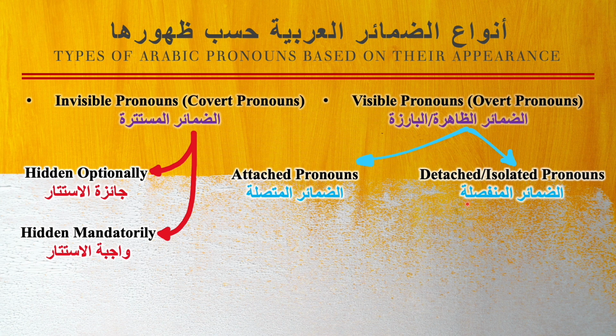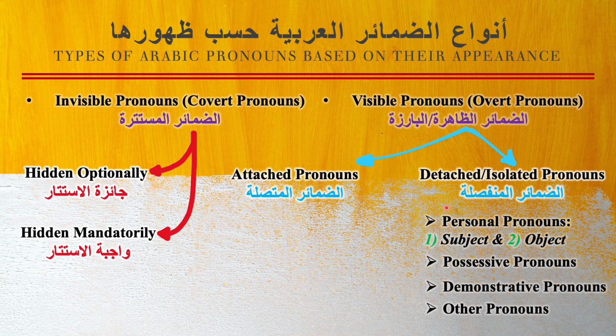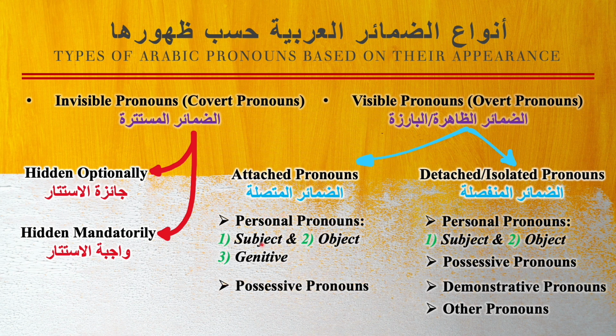So for الضمائر المنفصلة, we have personal pronouns including subject pronouns and object pronouns. We have possessive, demonstrative, and other types. For attached pronouns, الضمائر المتصلة, we have personal pronouns, either subject, object, or genitive, and we have possessive pronouns. For today's lesson, we are going to study the first type of pronouns, the subject personal pronouns that are isolated and detached, and they can be prominent by themselves in the sentence, or they can be with attached pronouns, depending on whether it's a verbal or non-verbal phrase.